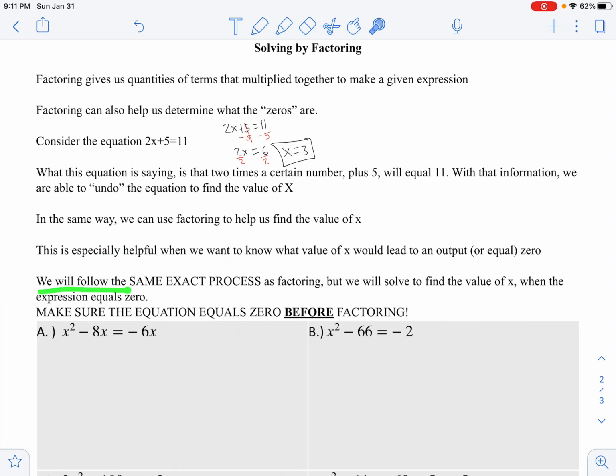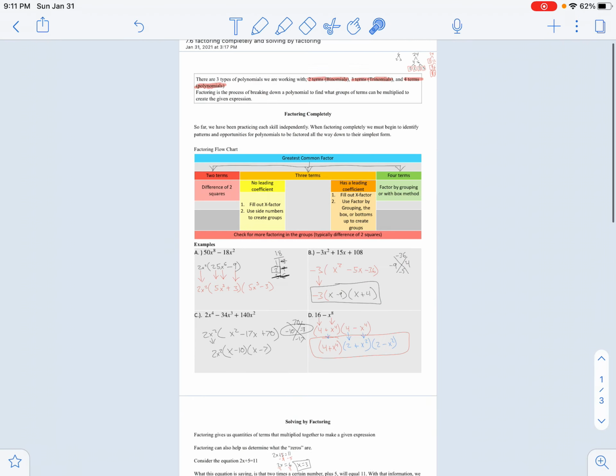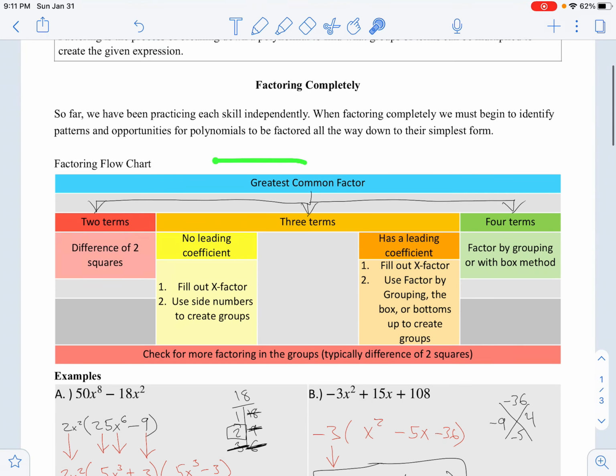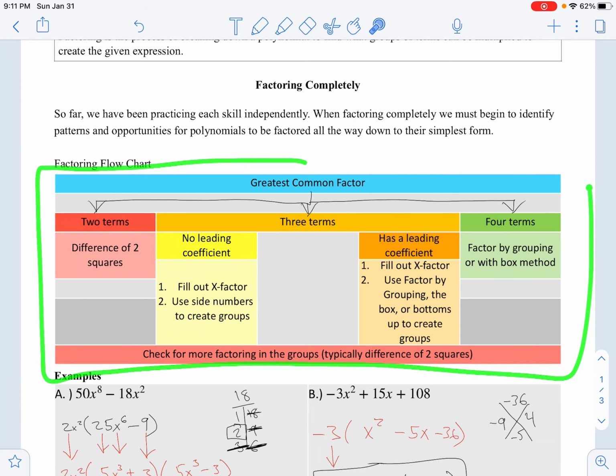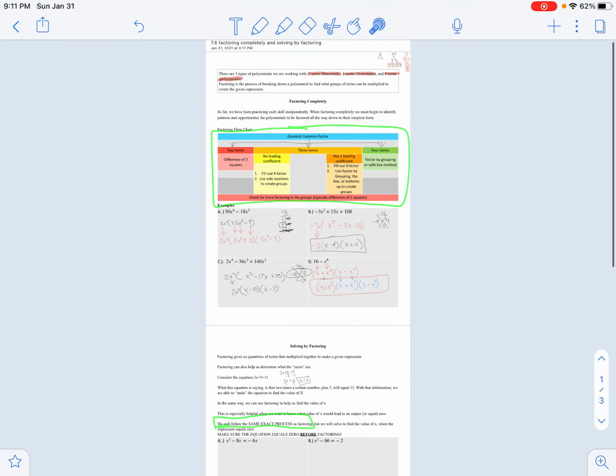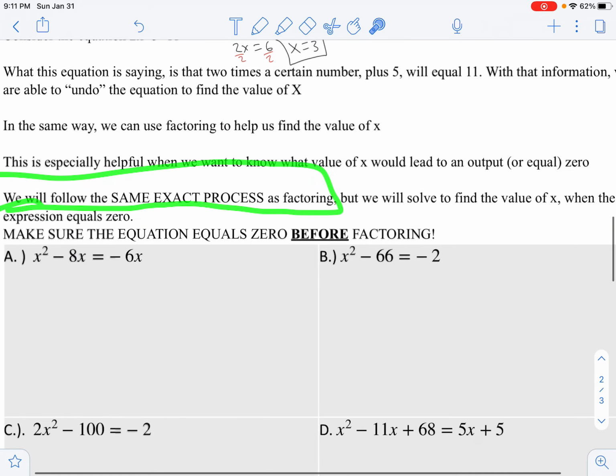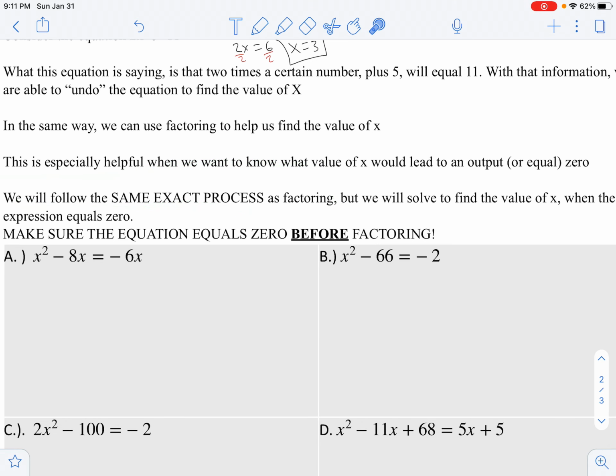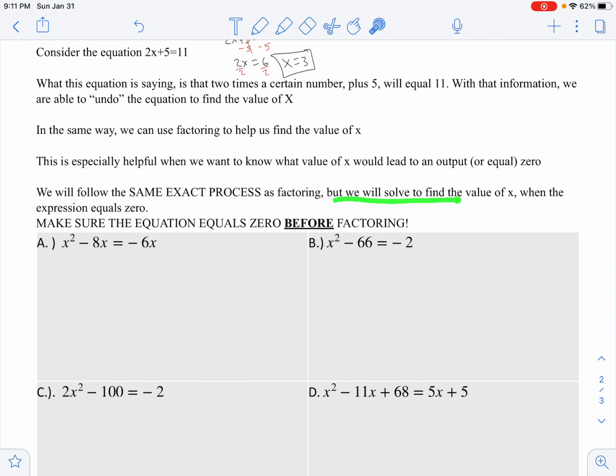So we are going to follow the same exact process as factoring, and this is really important. So we're going to follow this same process that we've learned about in all of Unit 7 for factoring. But the main difference is that we are going to solve to find the value of x when the expression equals 0. And it's actually going to be an equation at that point.